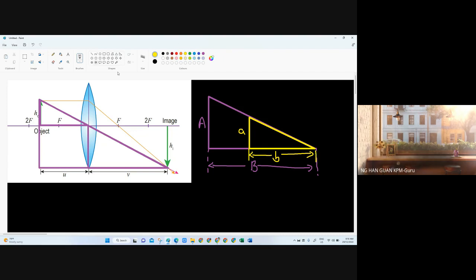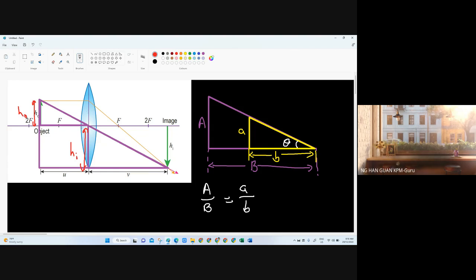So it's just like the way we calculate the gradients. When we have the big A over B, it should be equal to the small a over this b, based on the understanding about the gradients, right? A over b equals a over b. So based on here, this height is the object height, which is HO, and then this height is the image height.